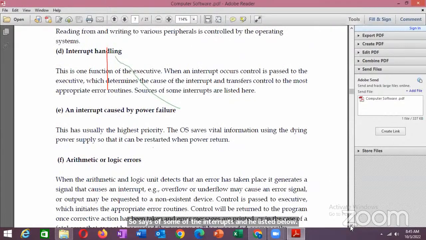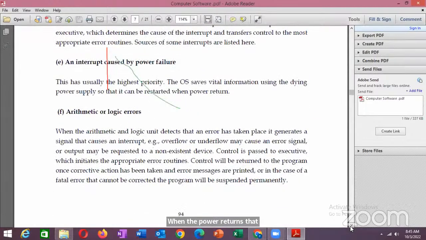For example, if there's an interrupt caused by power failure, this usually has the highest priority. The operating system saves vital information using the dying power supply so that it can be restarted when the power returns. We have what we call arithmetic or logic errors. When the arithmetic and logic unit detects that an error has taken place, it generates a signal that causes an interrupt. Each overflow or underflow may cause an error signal, or output may be requested to an existing device.